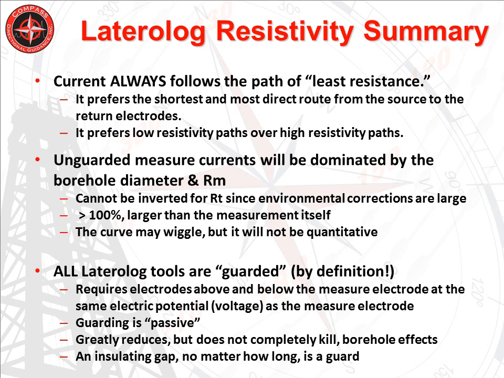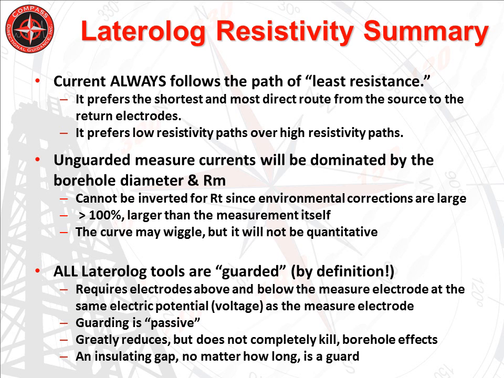Unguarded measure currents will be dominated by the borehole diameter and borehole mud resistivity. The curve may wiggle, but it will be far from quantitative. To counter this borehole effect on the measure current, tool designers added guard electrodes on each side of the main or center electrode. Only the current from the center electrode is measured, hence it is commonly referred to as the measure electrode. By definition, guard electrodes are operated at the same voltage as the measure electrode so that the measure electrode current cannot flow up and down the borehole.